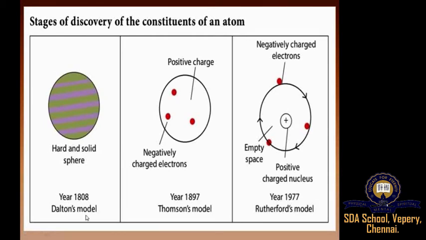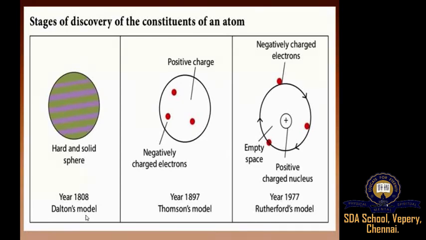He said that matter consists of very small particles and he named them atoms. An atom is the smallest indivisible particle. He said the atom is spherical in shape. His theory did not propose anything about the positive and negative charge of the atom. This was the drawback of Dalton's model, right?